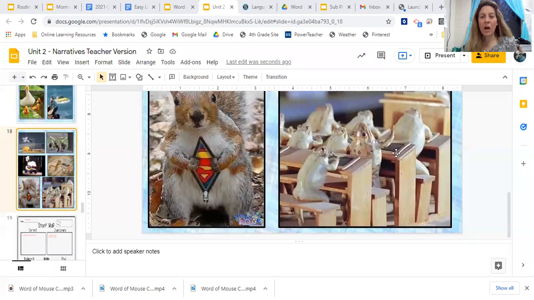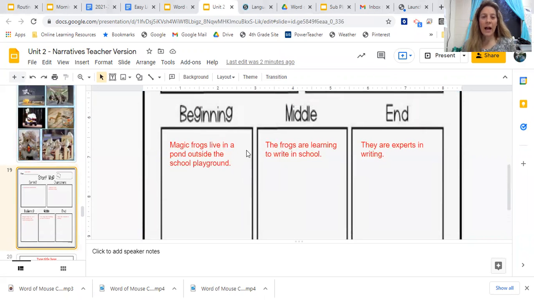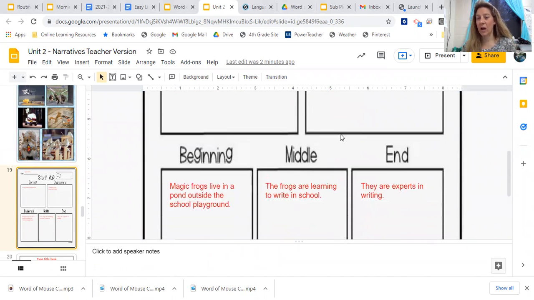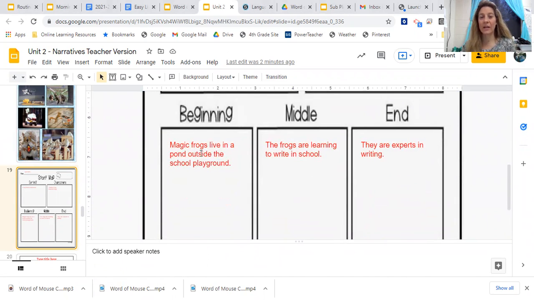So we started with our picture, and remember yesterday I was starting with our frogs in school. And then I put my bones together: it was going to be a frog classroom, and there was a teacher frog and student frogs, and there were magic frogs, and they lived in a pond outside the school playground. And the frogs were learning to write in school. And then at the end, they become expert frogs. Well, those are just my bones.